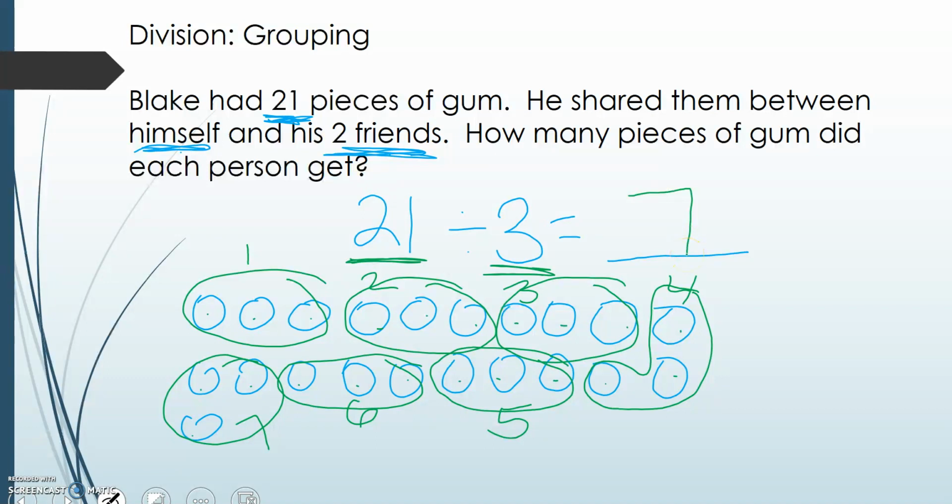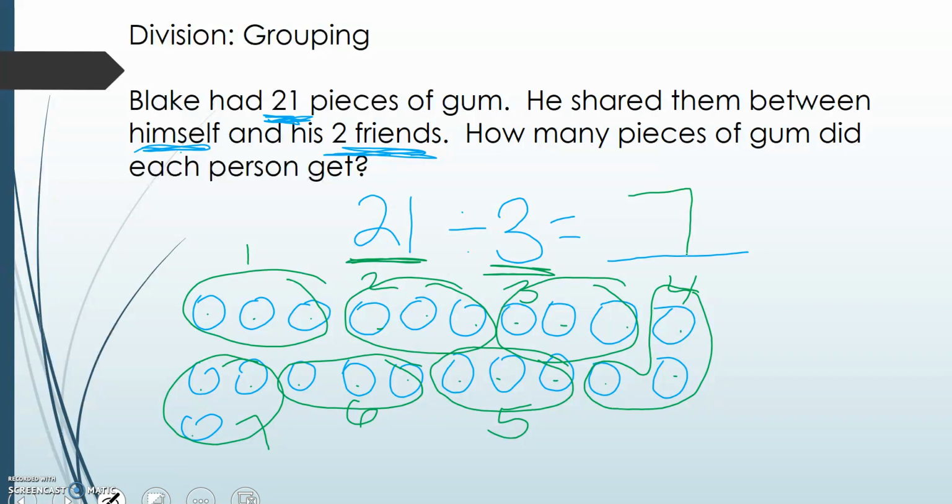Just something to keep in mind if you're using this strategy and you end up with some left over, or you can't make a group of 3, go back and count how many objects, because we're not working with leftovers or remainders, so you shouldn't have any. Sometimes it means we made a mistake somewhere else.